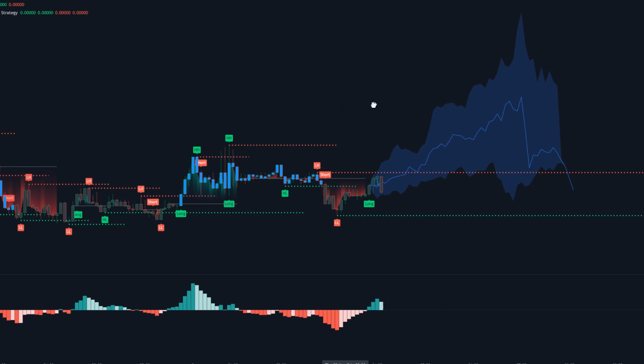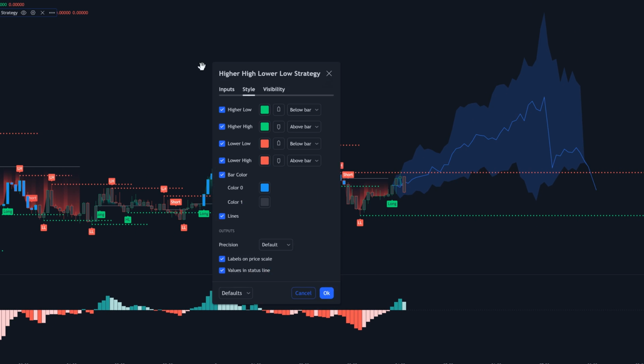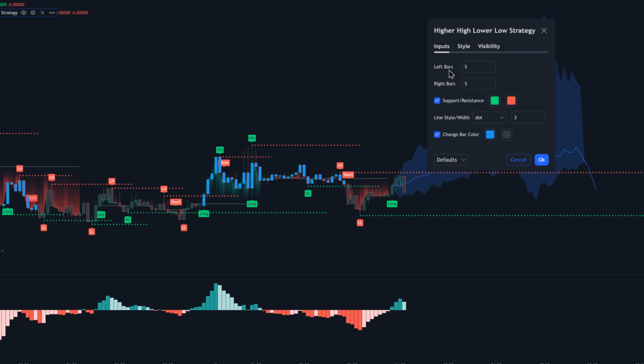Double click on the higher high, lower low strategy, and then on the input step, we're gonna change the left bars value to 3. For the right bars value, we're gonna change it to 4. We're also going to change the line style for the support resistance levels to solid.